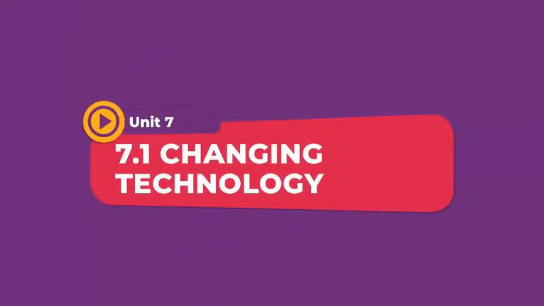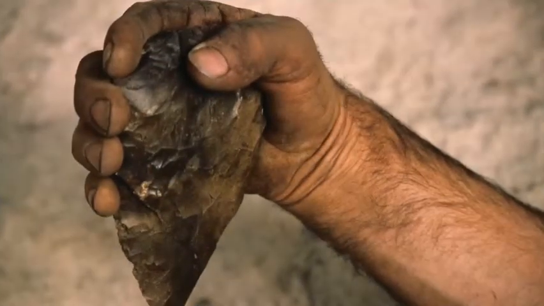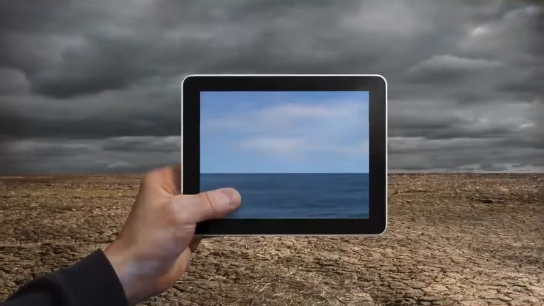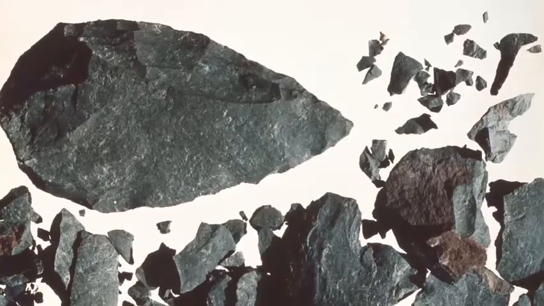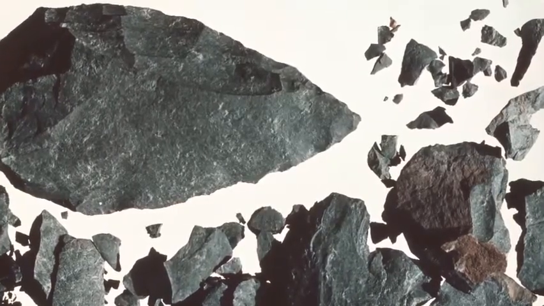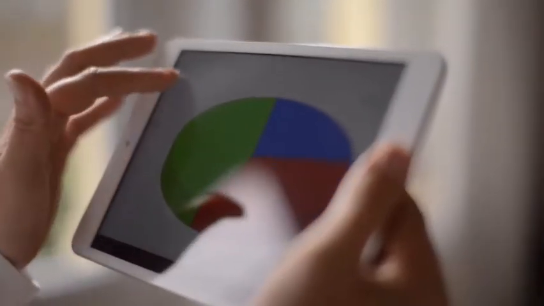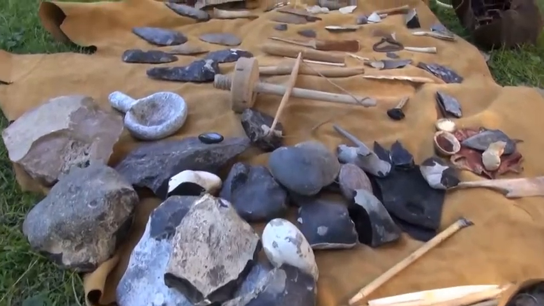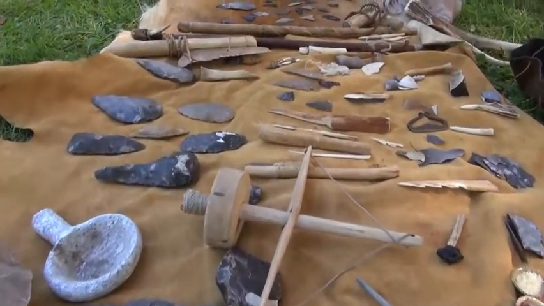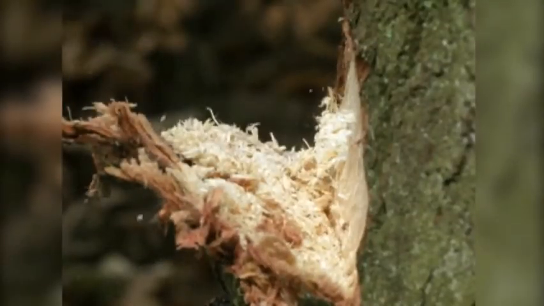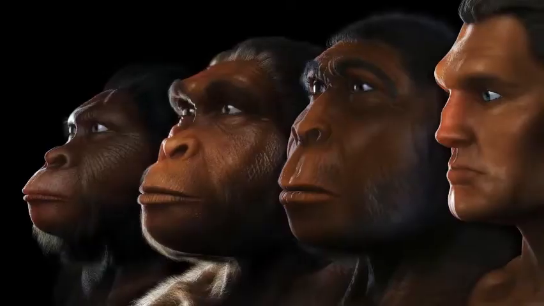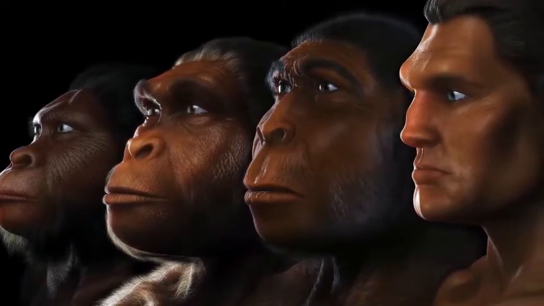Changing technology. What do this and this have in common? Well, they are both small and they are very useful. If you think these are just normal old stones, think again. They are ancient tools, the first technology people ever made. These tools helped humans survive.